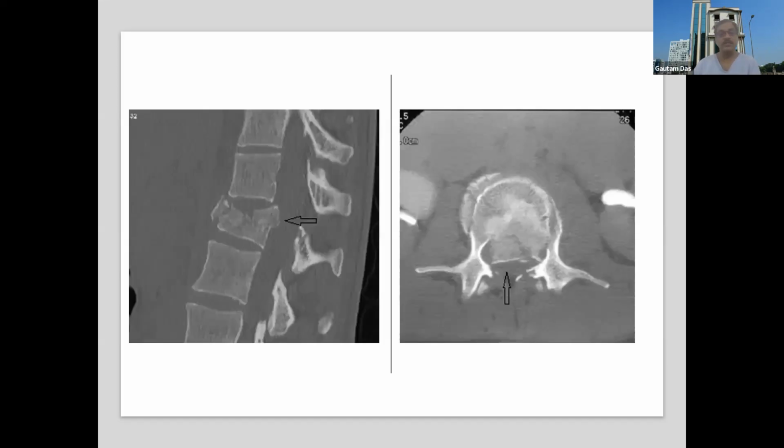Again, you can see here there is an anterior column fracture. The anterior column is from here to here, and there is also a middle column fracture. This type of fracture is also called a burst fracture.